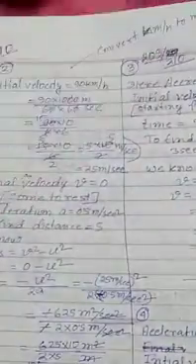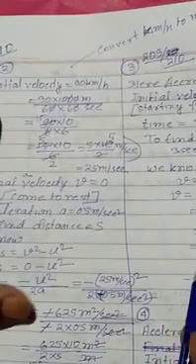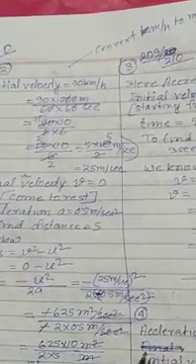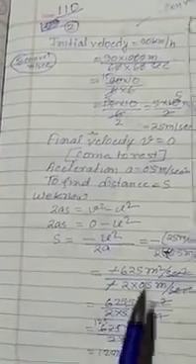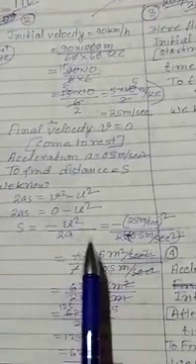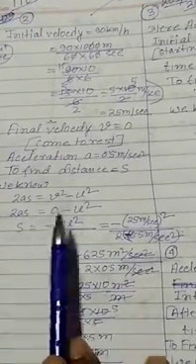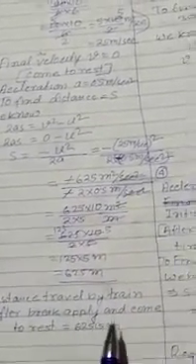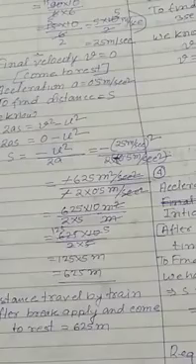Here, brought to rest, so the final velocity is 0. Final velocity v equal to 0. Acceleration is given. Find the distance: 2as equal to v square minus u square. Ultimately the distance is found.